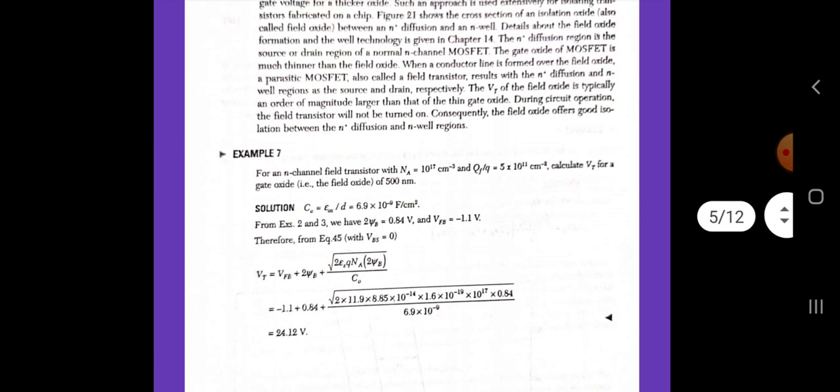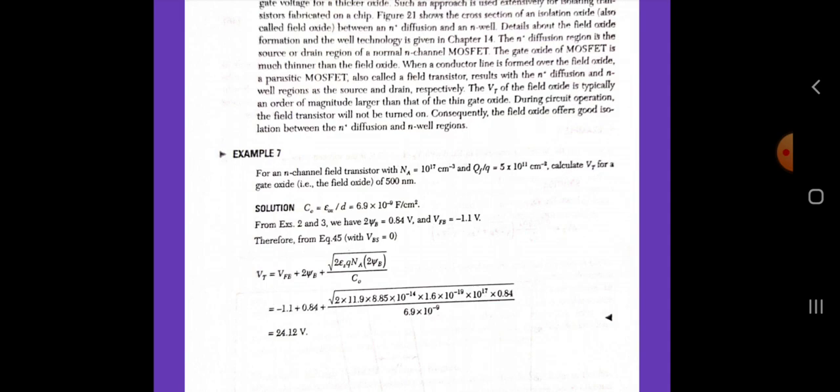We now take an example. For an N-channel field transistor with Na equal to 10 to the power 17 per centimeter cube and Qf by q equal to 5 into 10 to the power 11 per centimeter square, calculate VT for a gate oxide, that is the field oxide, of 500 nanometer. The solution: C0 is equal to epsilon oxide divided by d. This is equal to 6.9 into 10 to the power minus 9 farad per centimeter square. And we have 2 psi B equal to 0.84 volts and VFB equal to minus 1.1 volt.